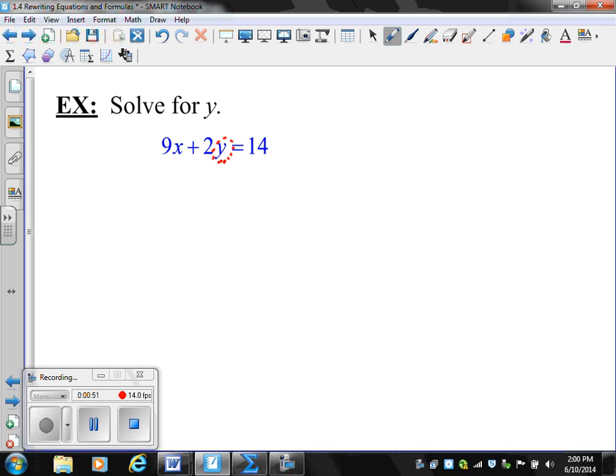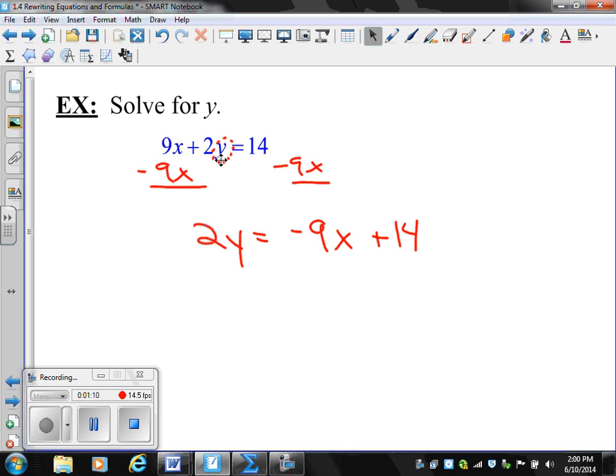So this 9x term, I don't want it there. I need to get rid of it. Well, right now it's being added to the left side, so I'm going to subtract it. And I get 2y equals, and now this is just preference. I like to write my x first and then my constant. That way I'll end up in y equals mx plus b, my slope-intercept form.